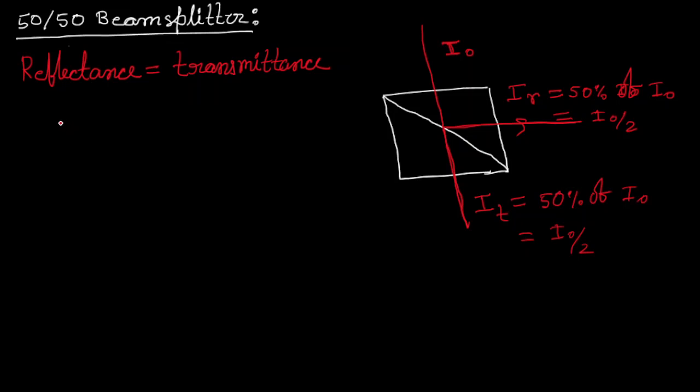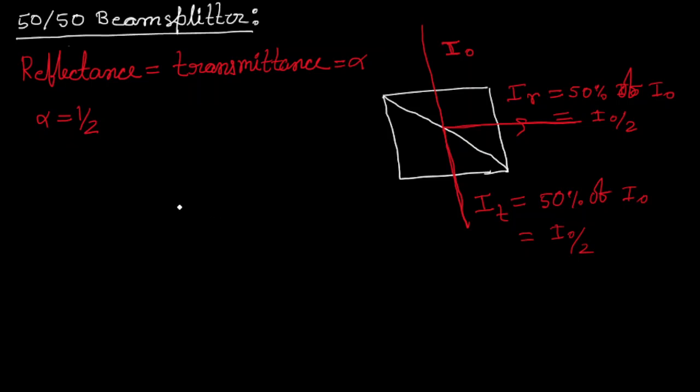To calculate this problem, I'm writing that reflectance and transmittance are equal to alpha. And what are the definitions of reflectance and transmittance? Reflectance means the ratio of reflected light divided by incident light. So if you take the ratio of IR divided by I naught, what will you get? Half. And if you take the ratio of IT divided by I naught, you will also get half. So in this case, the reflectance and transmittance are both equal, and I'm taking it as alpha. So in this case, alpha will be half.